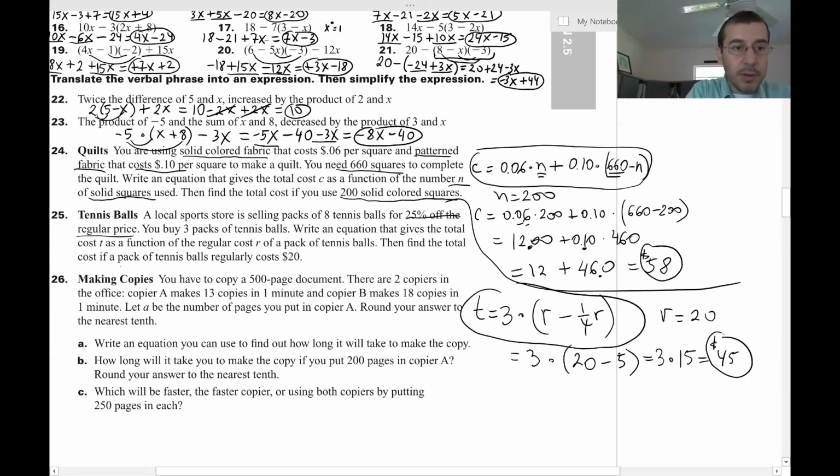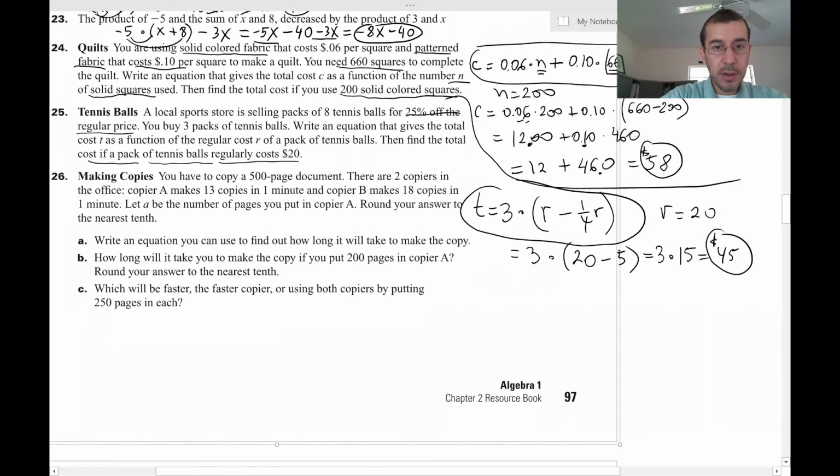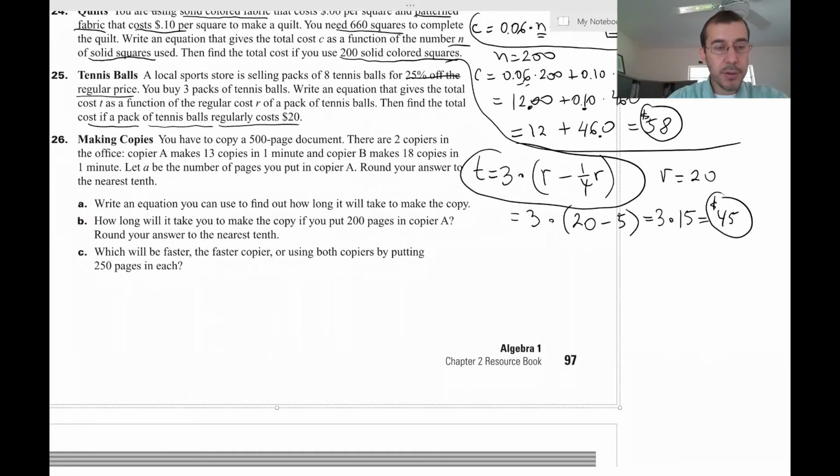So the total cost if a pack of tennis balls regularly costs $20 is going to be $45. Next is 26, making copies. You have to copy a 500-page document. There are 2 copiers in the office, copier A and copier B.